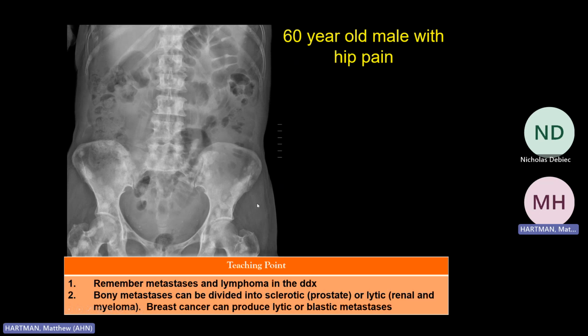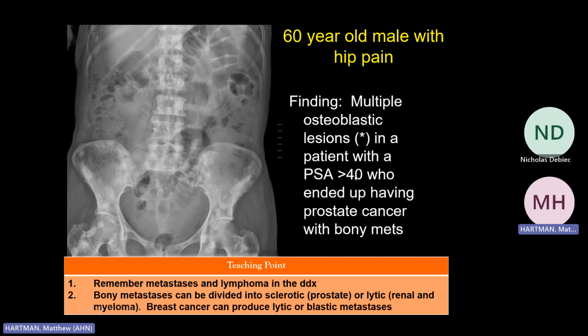So here is a KUB abdominal radiograph, stones, bones, mass, and gas. That's my mnemonic for reading abdominal radiograph. Everything looks good except for the bones. Too many white spots. And this patient had an elevated PSA, multiple white spots. There's our annotations. Every differential, Metz lymphoma. So elevated PSA, this was prostate met. Again, if you have bony Metz, try to divide it into sclerotic or lytic. That will help your differential, and realize breast can be either.